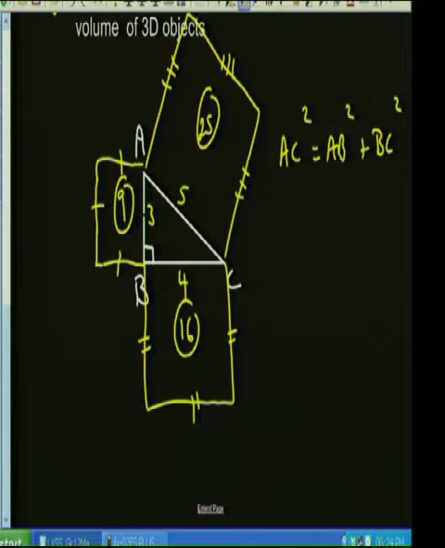Or the square on BC, how did we get the 16? We say 25 minus 9. So it's the square on AC minus the square on AB. And the square on AB is the square on AC minus the square on BC.